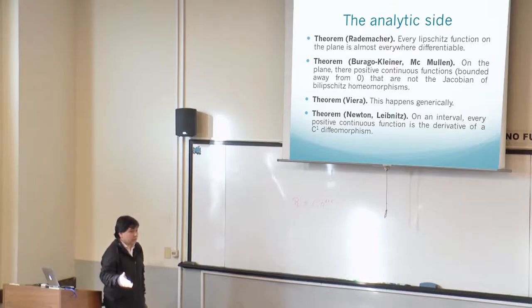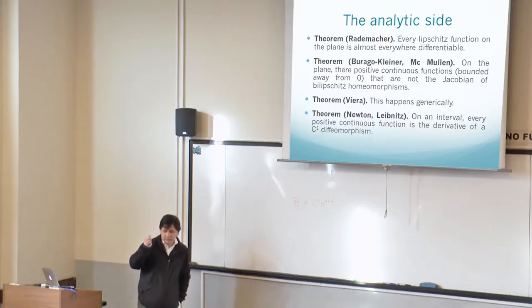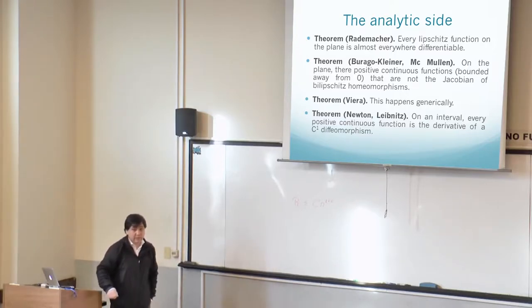This is the way they prove the theorem. So the proof is not constructive. At the end they don't get a Delone set. What they get is a density function which is not realizable as the Jacobian of a bi-Lipschitz homeomorphism.